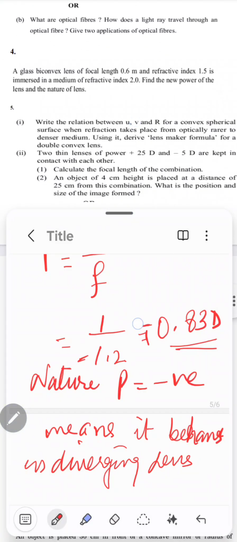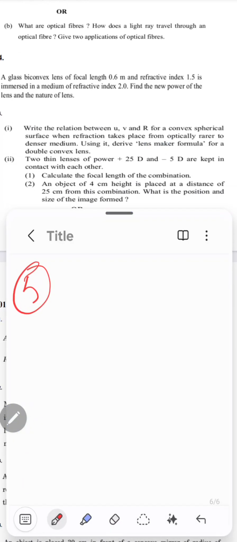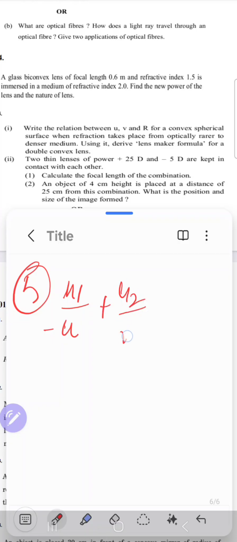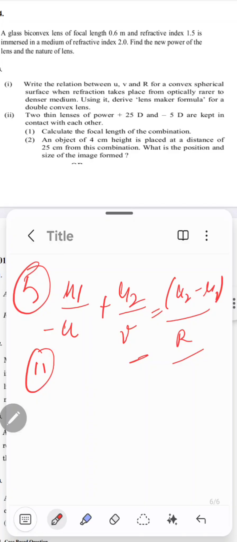Okay, question number 5. First part of the question is a simple derivation question that you all can do. So you have to simply write the relation between U, V and R when the refraction is taking place for the spherical surface, so that we can write mu1 over U plus mu2 over V equals mu2 minus mu1 over R. So this relation directly I am writing here. Derivation you can do, but I am concentrating on the numerical part, second part of the question. And from this equation you have to derive the lens maker's formula. So that is already done in the class.